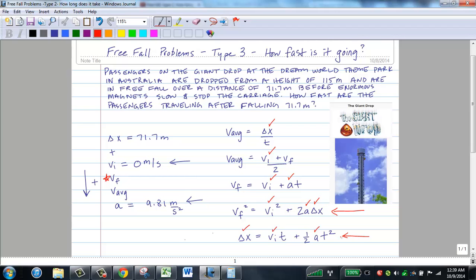I mentioned at the beginning that you can find out how fast the object is going if you know how far it fell or if you know how long it took. So we know how far it fell, so we're going to be using this equation. But if we knew the time instead, then we would have this value instead of delta x, and we would use this equation to find the final velocity. So if you're being asked how fast is it going after it falls for a certain amount of time, then the third equation is the best one to use. We're being asked to find how fast it's going after it falls a certain distance, so the fourth equation is the best one to use.